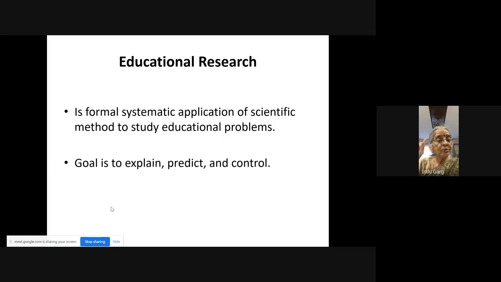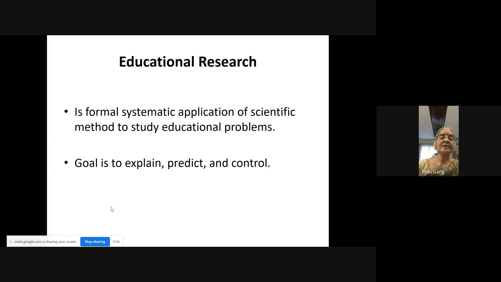Again, coming back to it, it can be in the field of education, but it is a very formal, systematic application of scientific method to study educational problems. Very specifically, it could be related to your students, your curriculum, a syllabus that you're going to teach, or maybe co-curricular activities that you're conducting in your school. It could be related to anything. But if there is a problem, you have to find a solution. And if you need a correct solution, you need to go through the scientific step-by-step approach to finding those solutions.